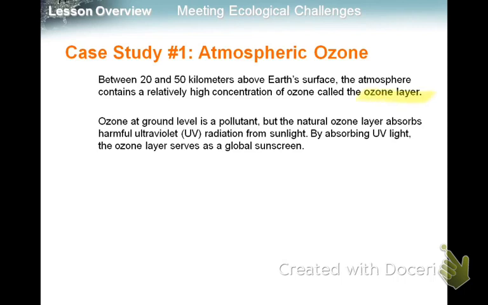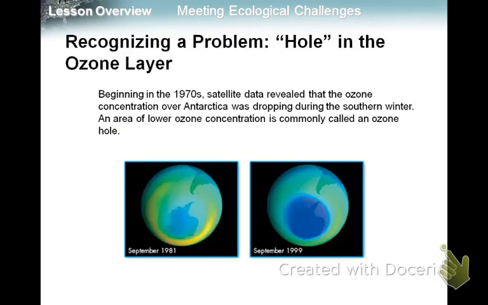There's the ozone layer, about 20 to 50 kilometers above the Earth. Ozone at ground level is a bad thing, but the ozone layer is like an atmospheric sunscreen. It absorbs UV radiation from sunlight. In the 1970s, the satellites saw that the ozone concentration over Antarctica was dropping. There was what's called a hole in the ozone layer.